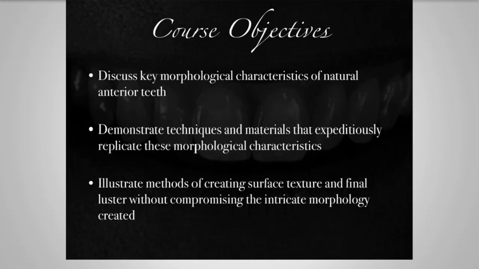And we're going to talk about methods of creating surface texture and final luster. I think we all realize that the process of creating luster can be a process of removing composite, which could be a process of removing some of the morphology that we actually made. So what we're going to try to do is focus on these three particular items for the remainder of our time together.